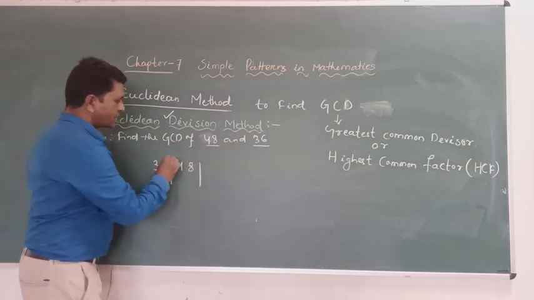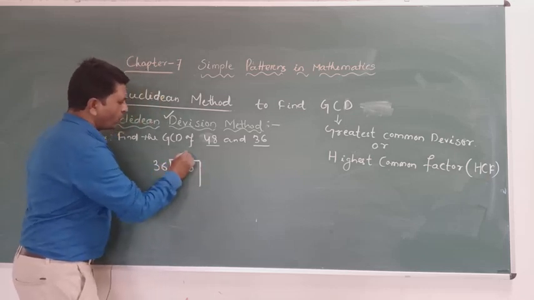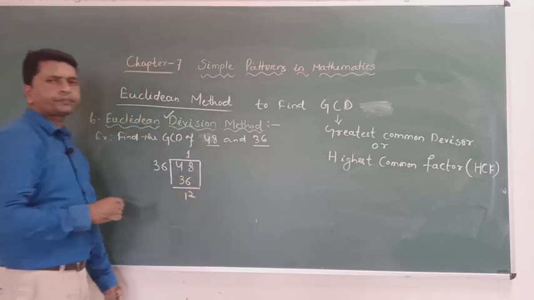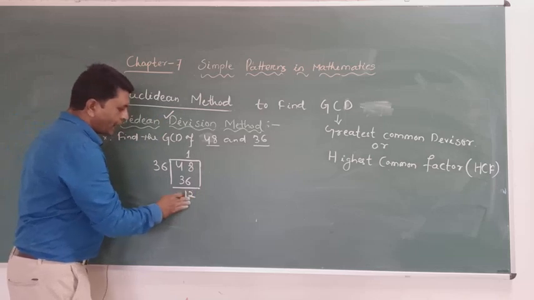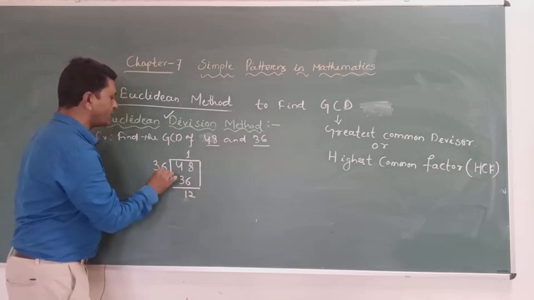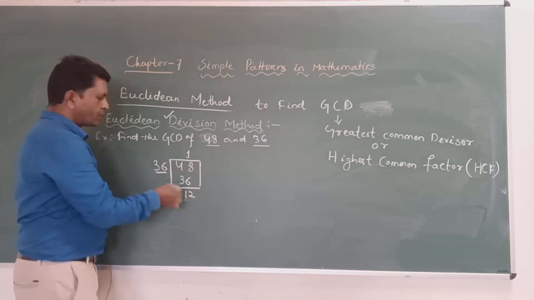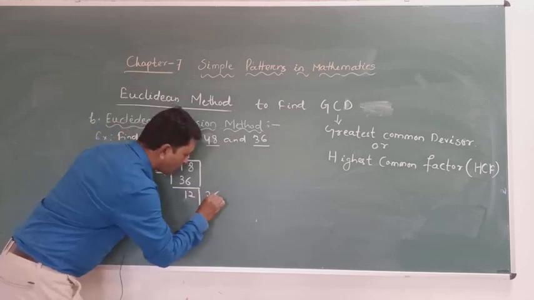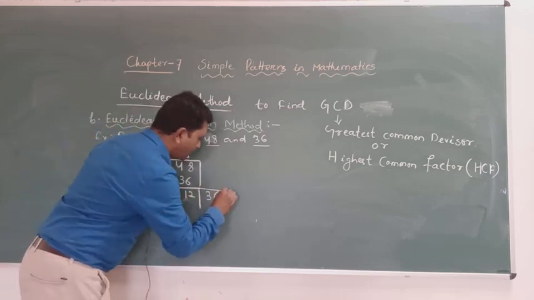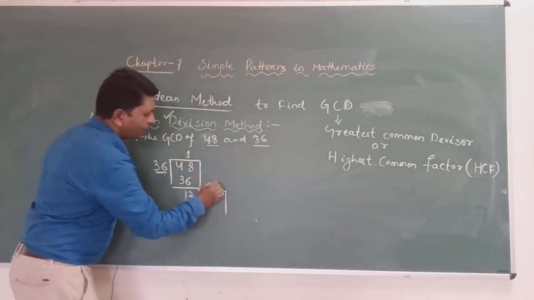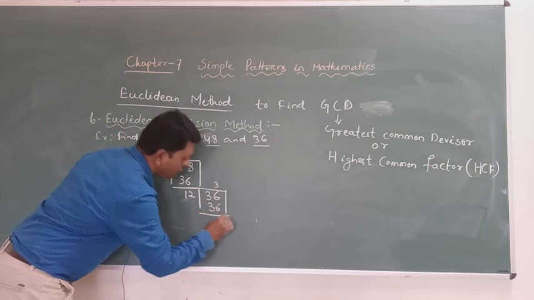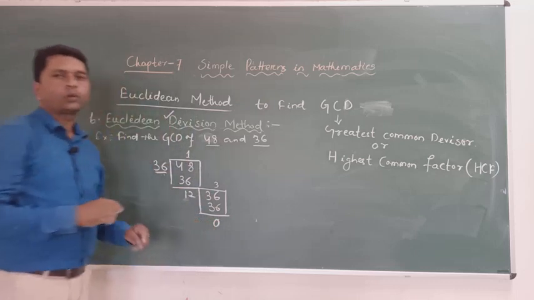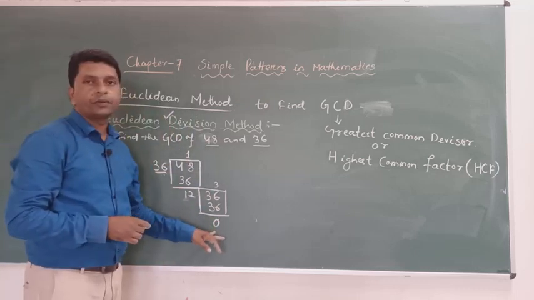So first of all we divide by 36. 36 once is 36 and the remainder is 12. Again, with the remainder we have to divide the divisor. The divisor is 36. Just give a line, write the 36 here and make another division. 12 times 3 is 36, so the remainder is 0. The last remainder is 0.